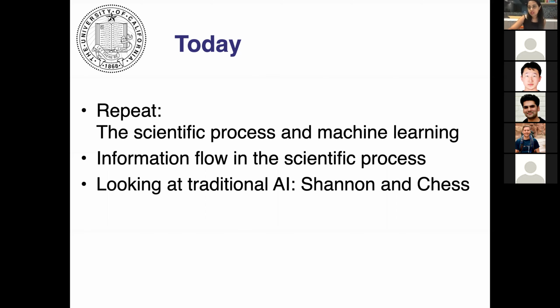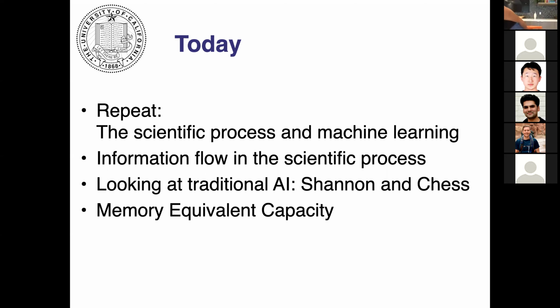And then we will look at traditional AI a little bit, right? Because you can't just go and discuss deep learning from scratch. What we do is we will look at the Shannon number. The Shannon number is Shannon's estimate of how complex chess is. And we will connect that to the notion of the information flow in the scientific process, and especially to the notion of what is called memory equivalent capacity, okay?